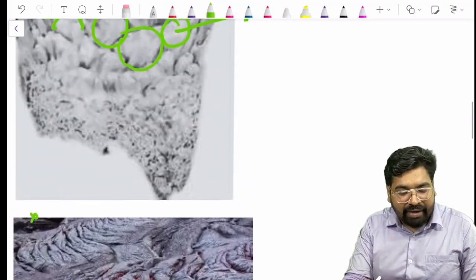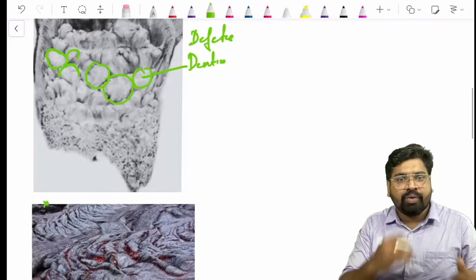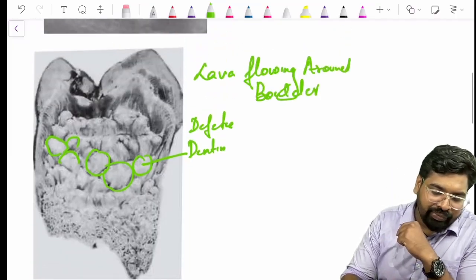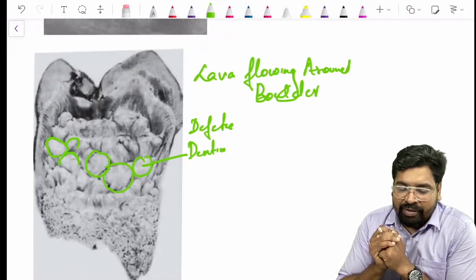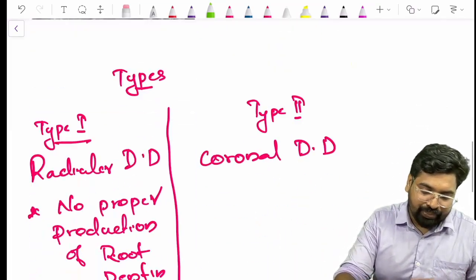You can see the same pattern here. Can you see the same appearance on both? It is like a lava flowing around boulders pattern. This is what we say in dentin dysplasia. So that is dentin dysplasia type 1. Now let's see dentin dysplasia type 2.